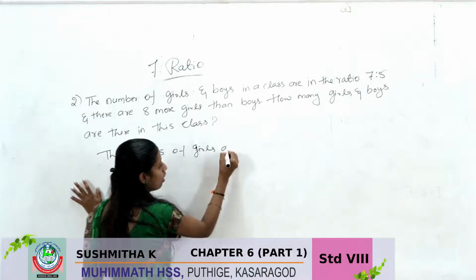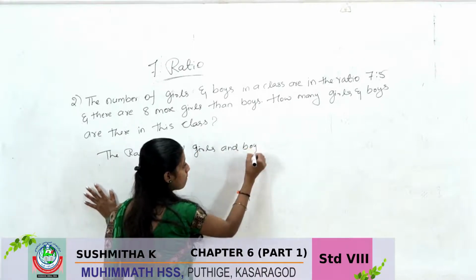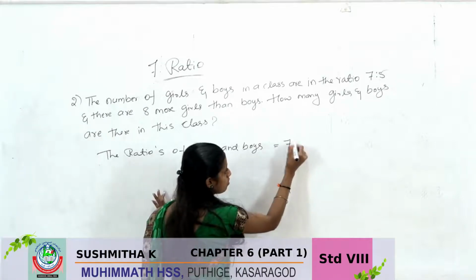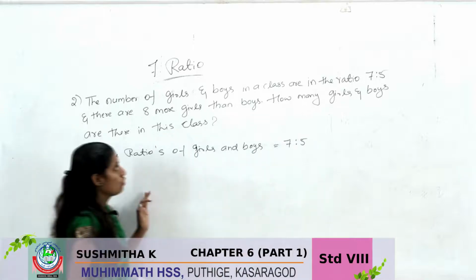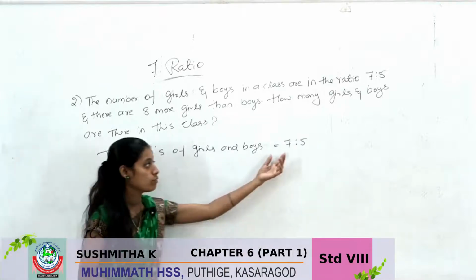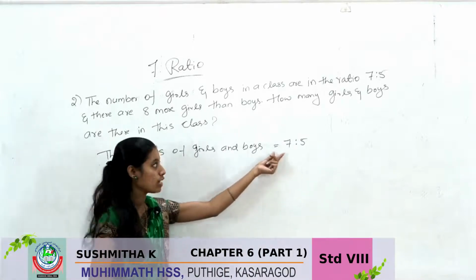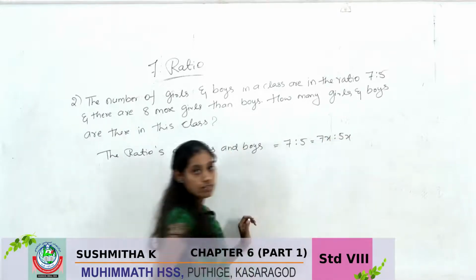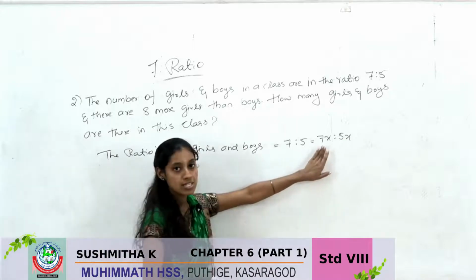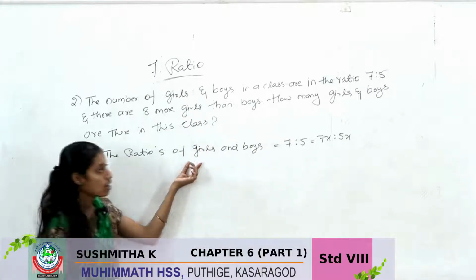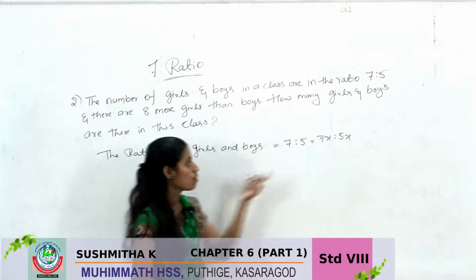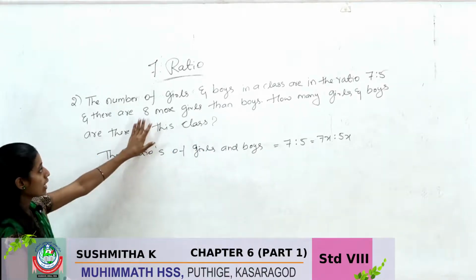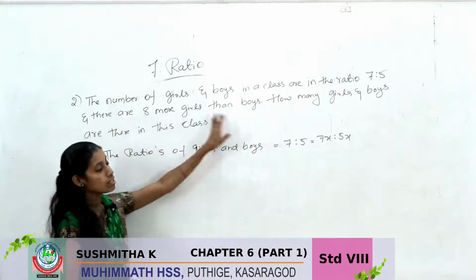The ratio of girls and boys is equal to 7:5. So we can write 7x is to 5x. Here 7x is girls and boys are 5x. Then the second line is, there are 8 more girls than boys.